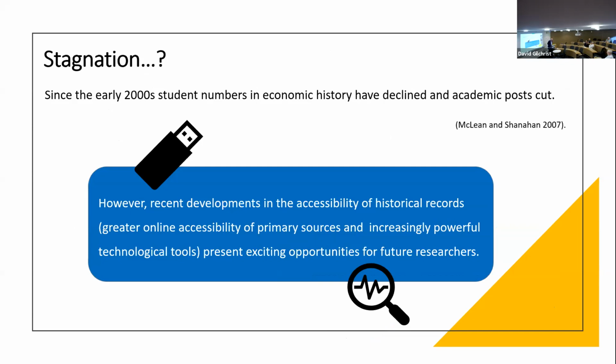I guess the other thing that we've identified in that regard is that since the early 2000s, as you can see here, student numbers in economic history have obviously declined and academic posts in that area have declined as well. Now, I don't want to speak to that at all because I keep picking on poor Joan and Jane, but they will talk to this a little bit more from a global perspective.